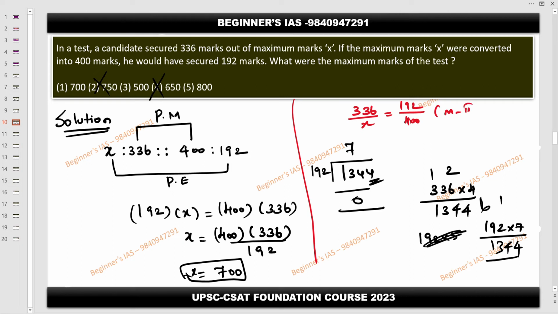So this is method 2. Both are same only. This only we are writing as 336 is to x equal to 192 ratio 400. Both are same only. Yes, sir. Fine.